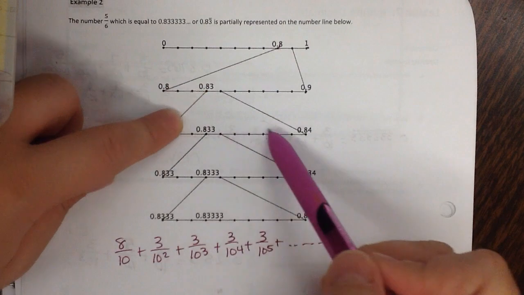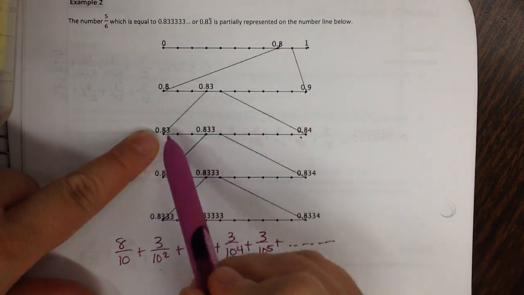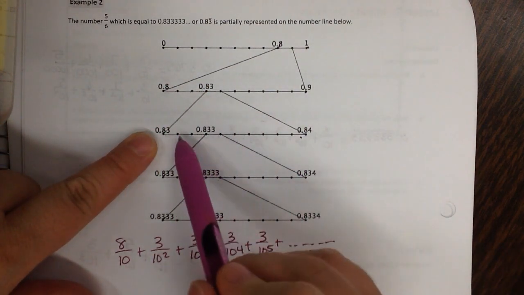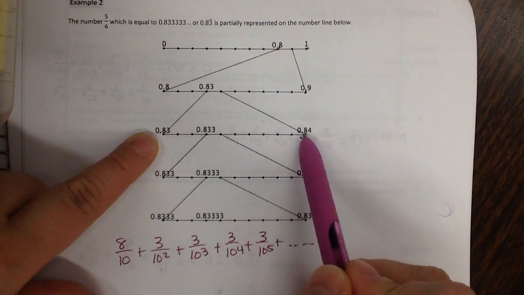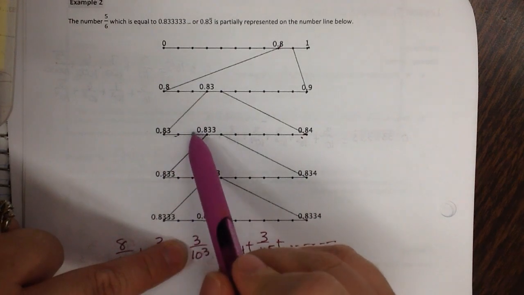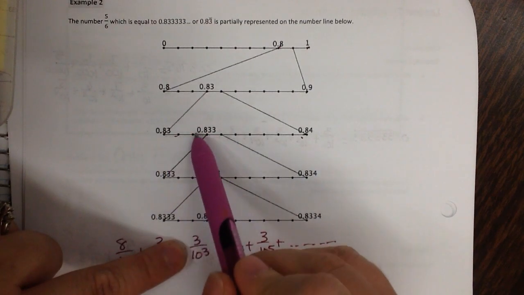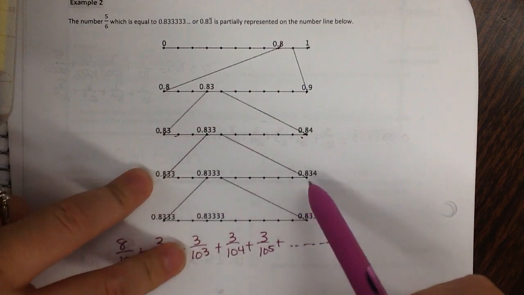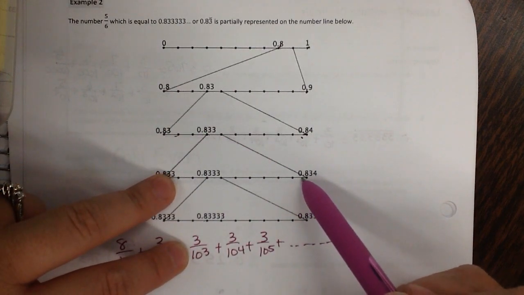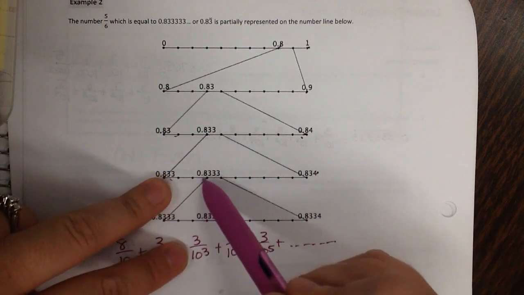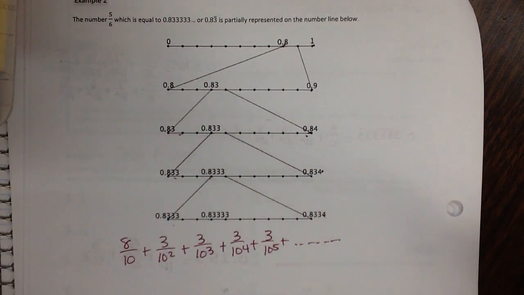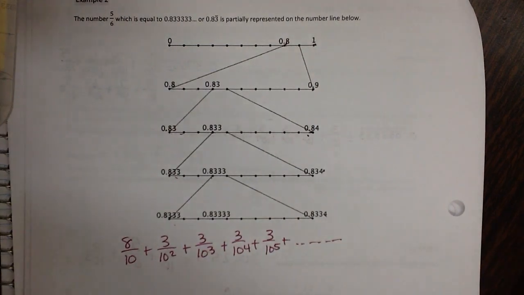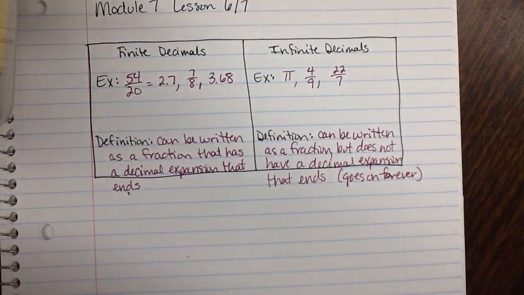So now, because it's not going to go over 0.84, we're going to open that up. And between 0.83 and 0.84, there's 1, 2, 3, 4, 5, 6, 7, 8, 9, 10 equal parts. And because we're at a 3, we're going to go over 1, 2, 3. And then it's going to be between 0.833 and 0.834, again, over 3. And it's just going to keep going like that, infinitely on.